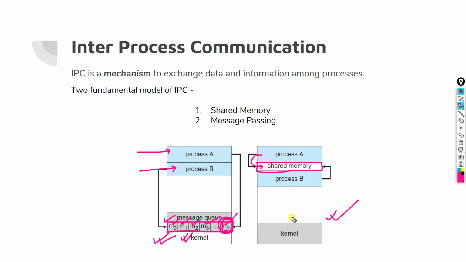So in this technique, or in this model, process A and process B do not need to use any system call, or do not need to use the kernel to store data here and to read data from here. Okay, so that is why shared memory actually works faster than the message passing system, because in message passing system all the processes need kernel intervention to read and send messages, but in shared memory they don't need it.